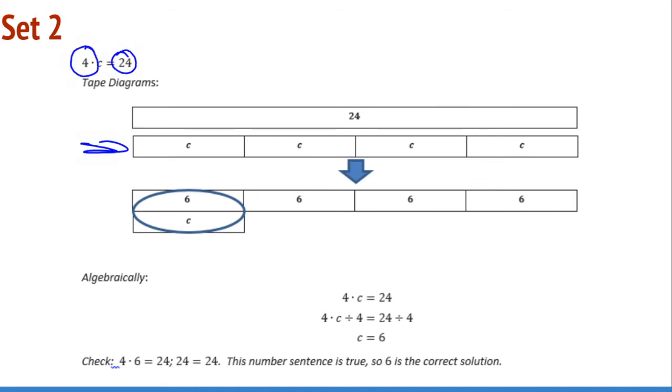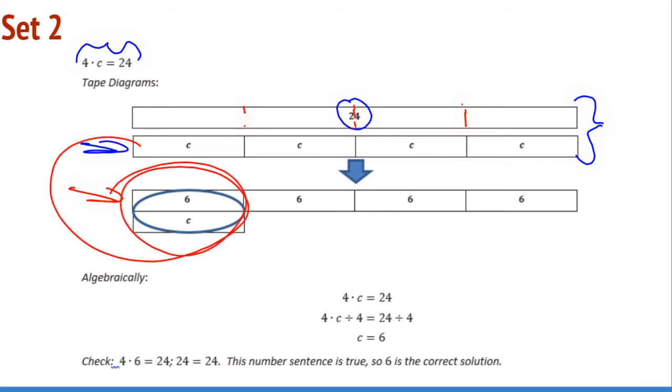All right, so I had 4 times C is 24, so 4 of C. So there's 4 C's there, and 4 of C is 24. So these two tapes are the same size because my equation says that these things are equal. Now when I look at the 24, I can see that it will be divided into 4 parts. The tape diagram shows that to me. 24 divided by 4 gives me 6 in each unit. And so C, one single C, is equal to 6.